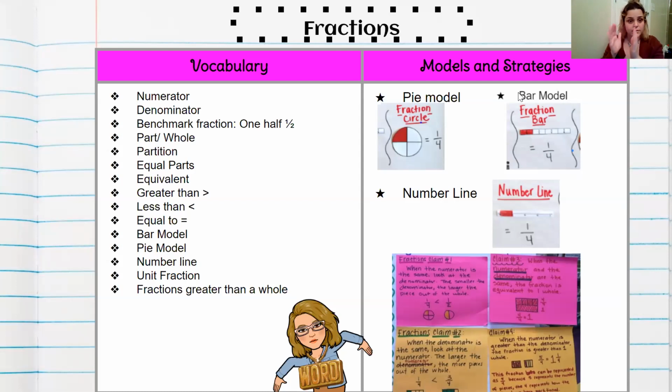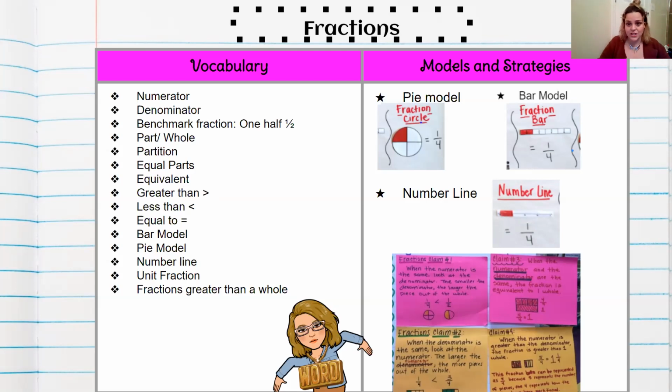We have equal parts, we have equivalent, we have greater than, we have less than, and that might be weird flipped around, so just make sure you look at my chart so that you can really see the difference between greater than and less than. Equal to, we have a bar model, we have a pie model, we have a number line, unit fractions, any fraction that has 1 as a numerator, fractions greater than a whole. We've talked about those fractions in the past, especially when we were looking, I think, at Kit Kat bars.